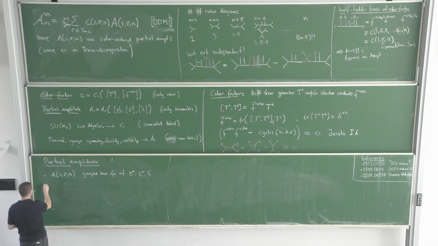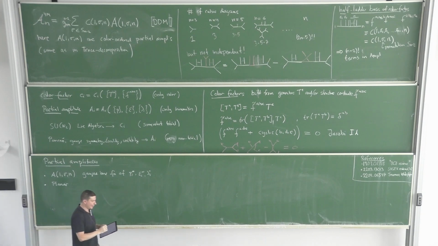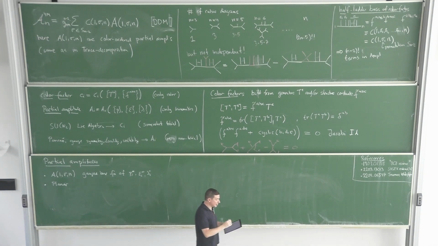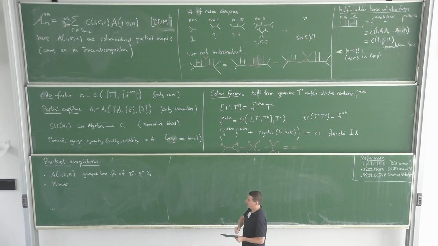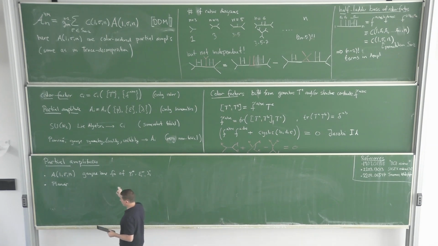Furthermore, we typically call partial amplitudes planar, meaning that you can completely calculate them using planar Feynman rules or color-ordered Feynman rules. So when you draw the graph in the canonical ordering, all diagrams will be planar. They will not have non-planar crossings.